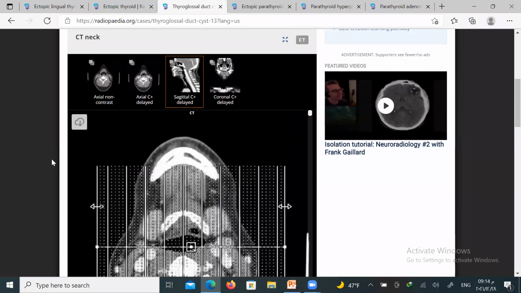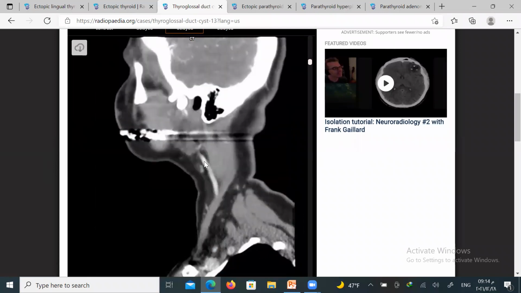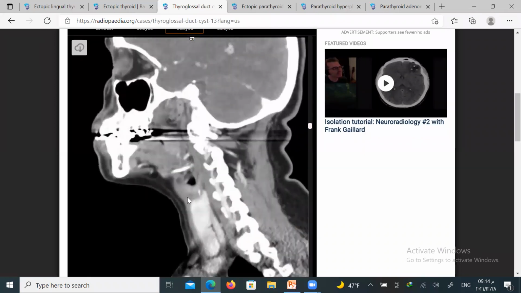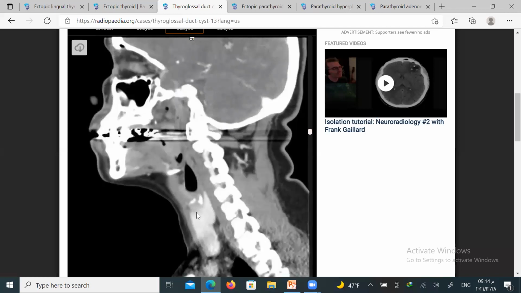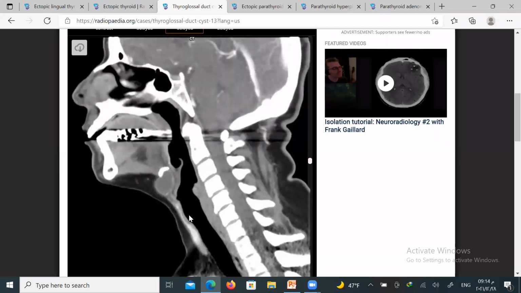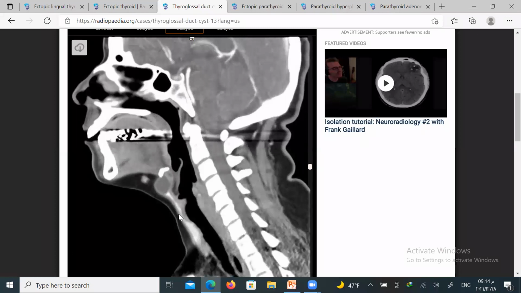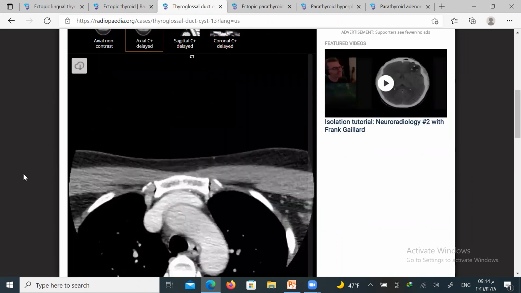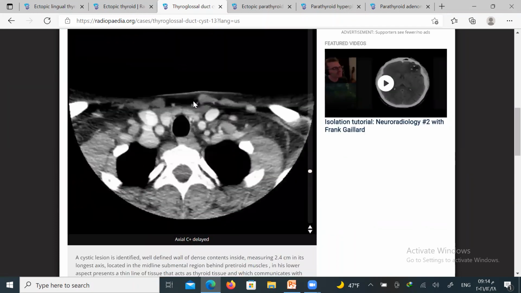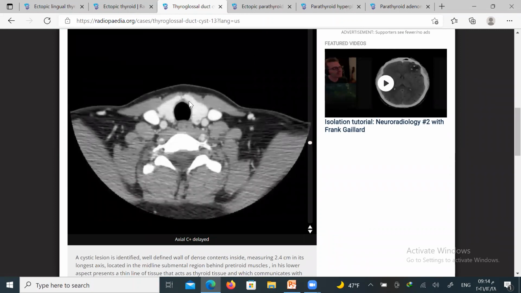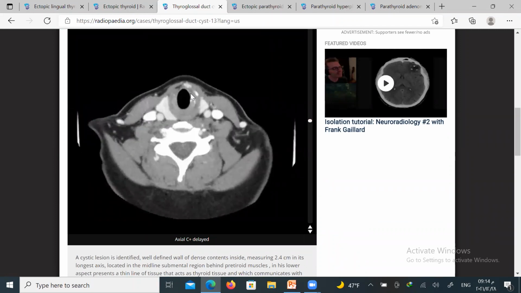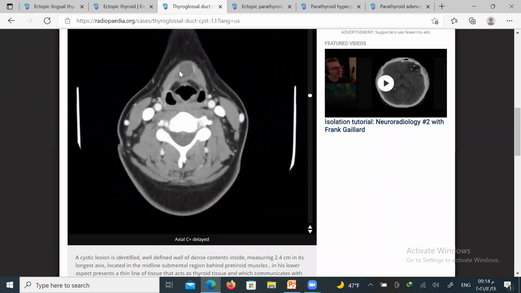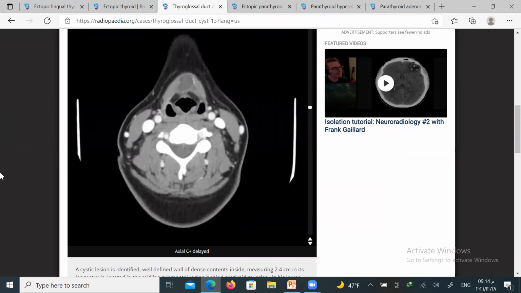This is an axial CT, sagittal CT scan, in which you can see the thyroid gland. This is the thyroid gland from the isthmus. We can see the thyroglossal duct that ended in a thyroglossal cyst. In the axial CT scan with contrast, we can see this is the thyroid gland from which we can see the thyroglossal duct that ended in a cystic lesion, which is a thyroglossal duct cyst.